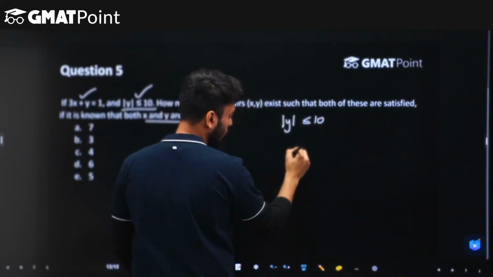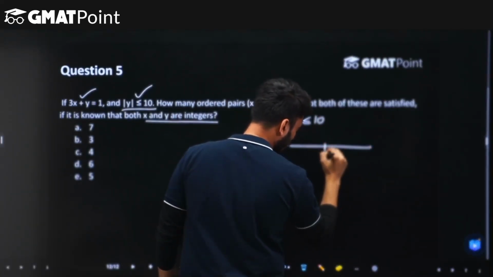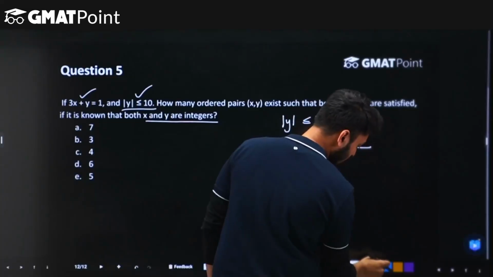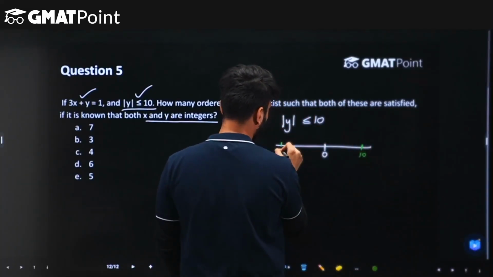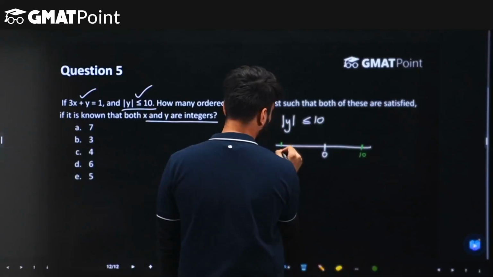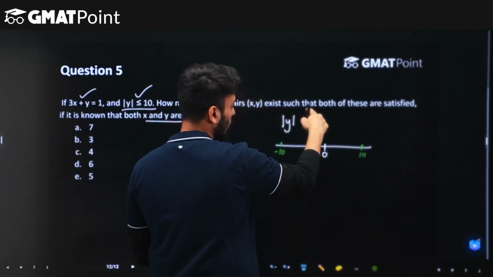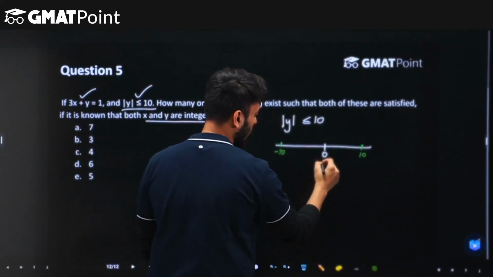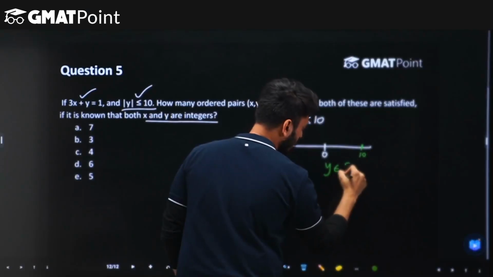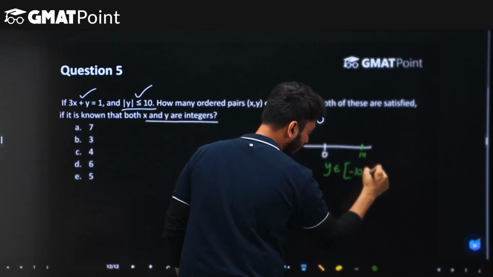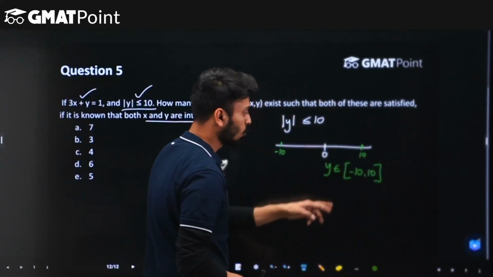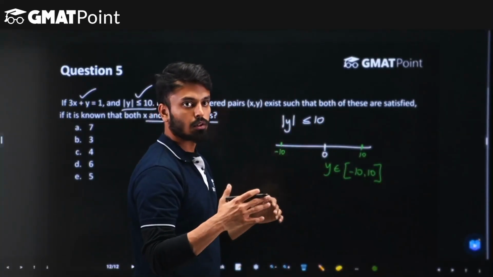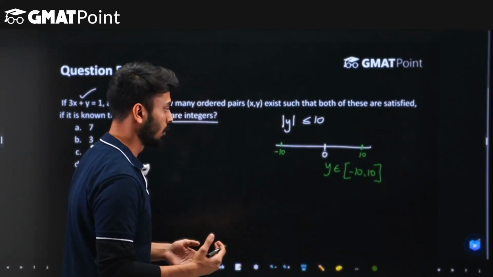So distance from 0 on the number line must be less than 10. This means the region I get is from plus 10 to minus 10, or rather minus 10 to plus 10, right? And because equal to is allowed in this inequality, y must be from minus 10 to 10 with both sides included. In case you don't know from before, square brackets means that the extreme values are also included and you can have those solutions, right?